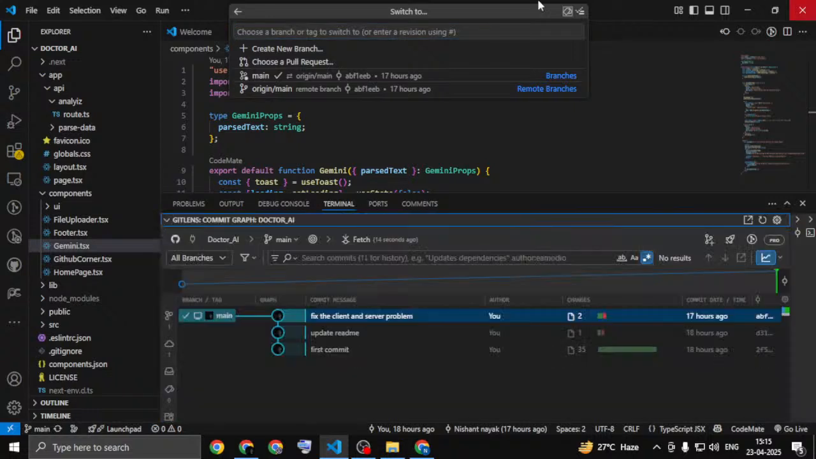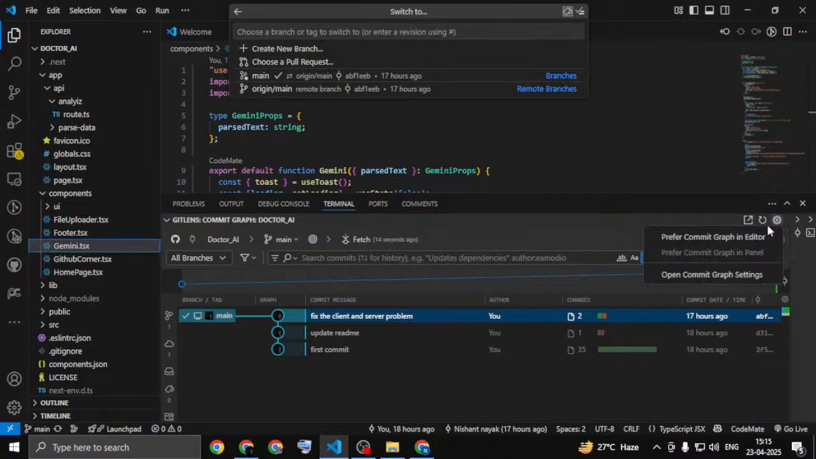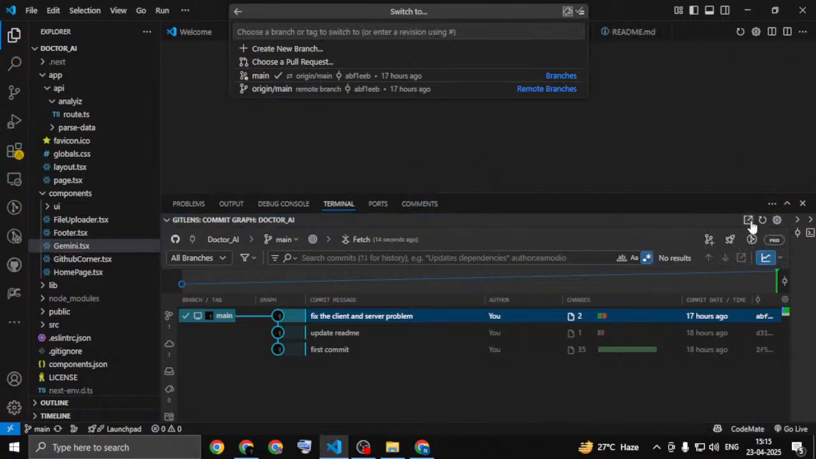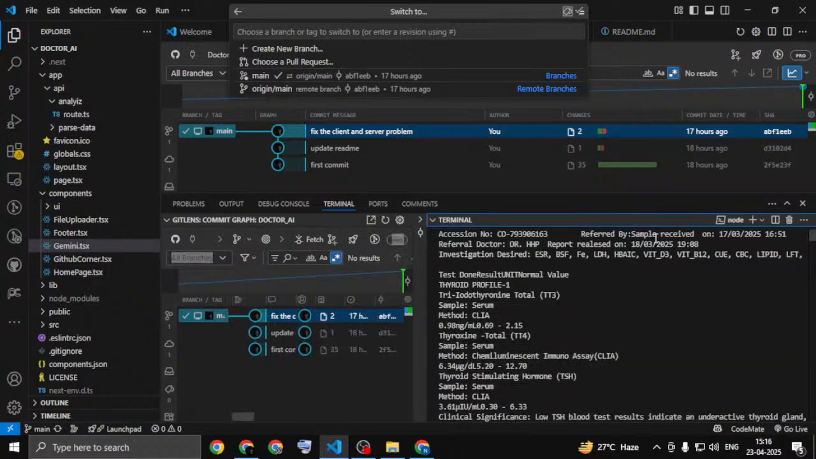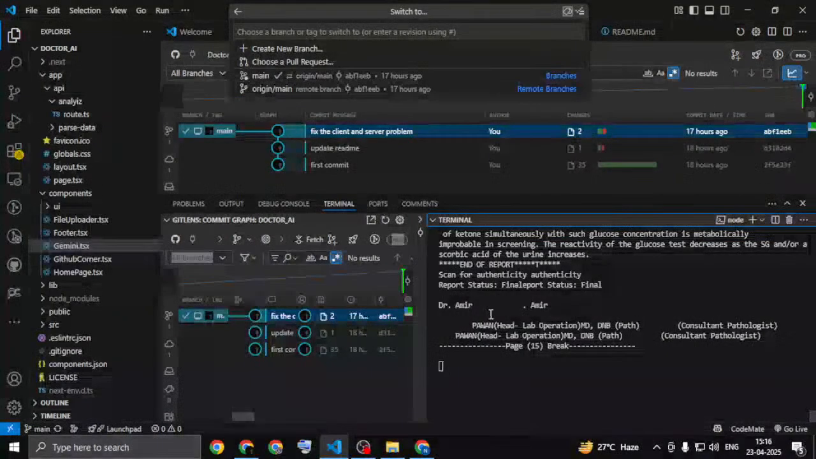I just hate this kind of mouse. Please, where do I have to minimize this? This is the terminal, I guess.